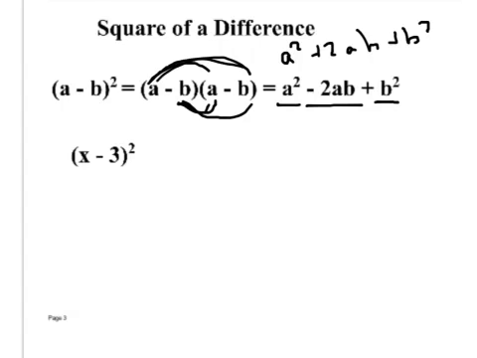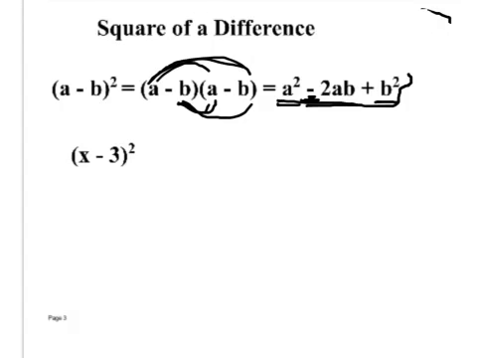Okay, this is the answer to a square of a sum, right? This is the answer to a square of a difference. Do you see any difference? You should see one difference. Minus. There's a minus sign right here. So the only thing different is this: where it's plus 2ab, it's going to be minus 2ab. That's the only difference.